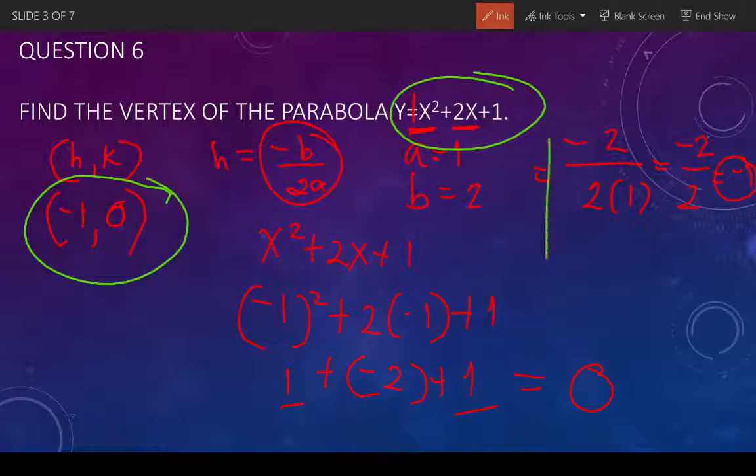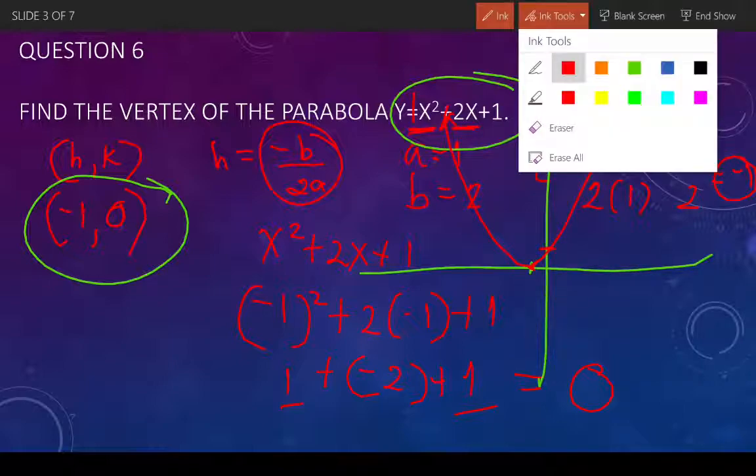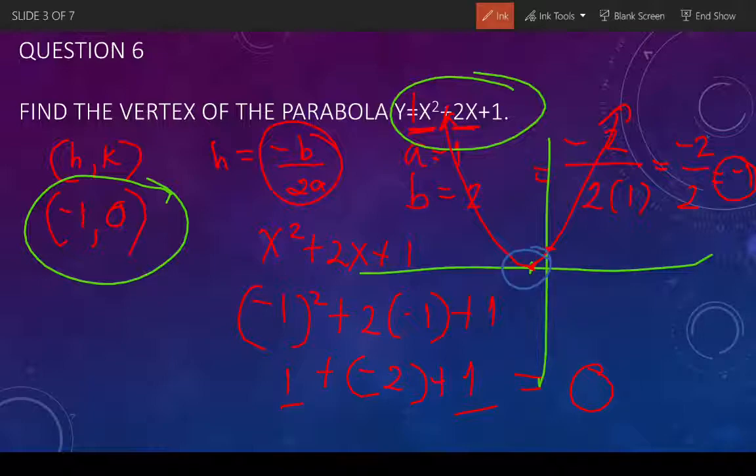So ibig sabihin, if you're going to graph it, dadaan yung parabola, quadratic graph, sa negative 1, 0. So dadaan sa point na to. Pag ganyan. And positive 1 dito. Yung graph natin will be like that. At nandito yung vertex nasa may x-axis.